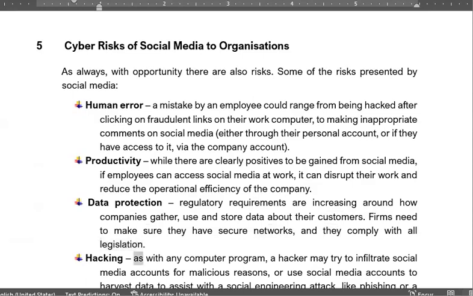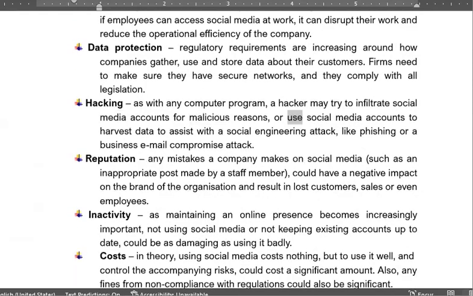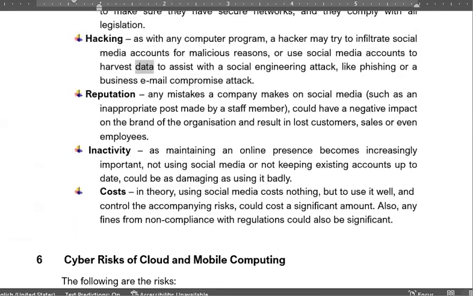Hacking. As with any computer program, a hacker may try to infiltrate social media accounts for malicious reasons, or use social media accounts to harvest data to assist with a social engineering attack, like phishing or a business email compromise attack. Reputation. Any mistakes a company makes on social media, such as an inappropriate post made by a staff member, could have a negative impact on the brand of the organization and result in lost customers, sales, or even employees.